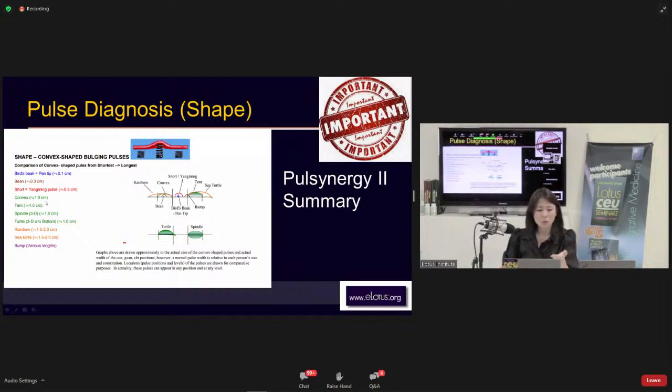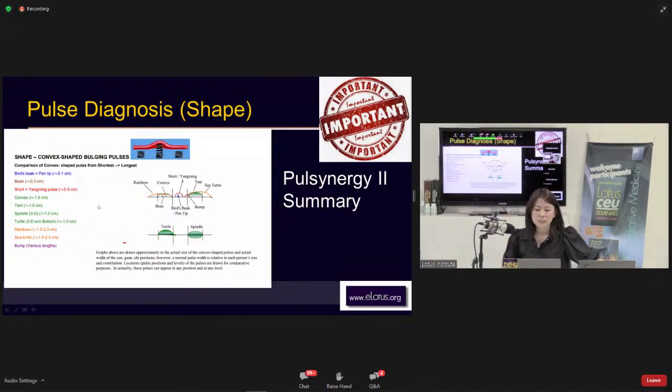And then you have the short pulse. Convex pulse is about 1 centimeter. Tent pulse is about 1 centimeter. He called it tent to depict that if you push down on it, it goes away, which is what I was talking about earlier. When a convex pulse is not solid, meaning if you push down on it, it goes away, it's most likely just gas or chi stagnation. But if it's still solid there, it's impossible that it's a tent pulse. Spindle pulse, turtle pulse, rainbow pulse, sea turtle pulse is just basically getting bigger and bigger, that bump.